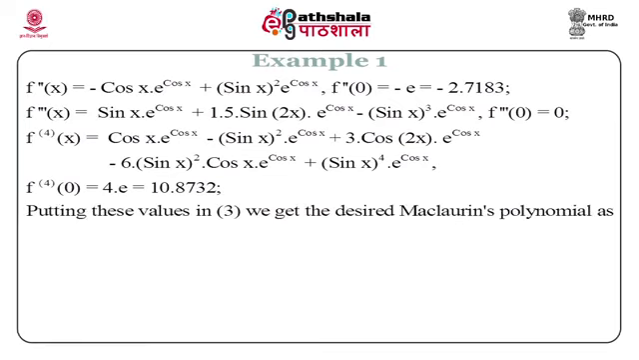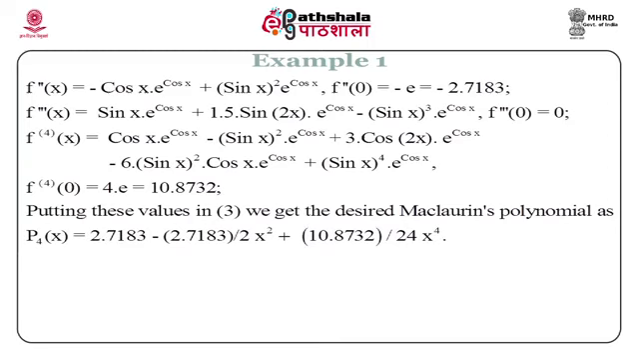Putting these values in 3, we get the desired Maclaurin's polynomial as p_4(x) is equal to 2.7183 minus 2.7183 by 2 into x square plus 10.8732 by 24 into x raised to 4. The x and x cube terms are not there, because f dash is 0 and f triple dash is 0.